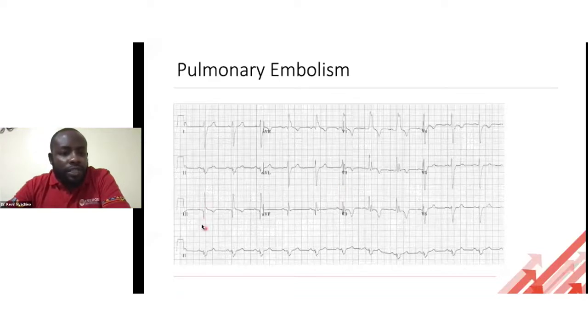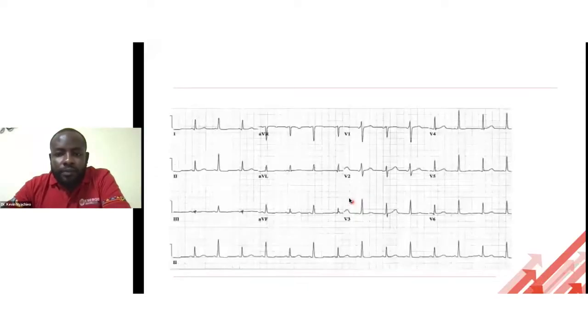S1, Q3, T3 is good to know if you are able to look for it, but more or less, most of the patients we tend to see don't really have this. They have sinus tachy, they have features of right heart strain. Pulmonary embolism. Okay, last one.